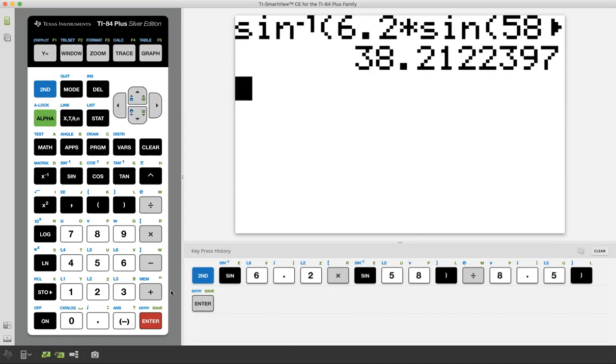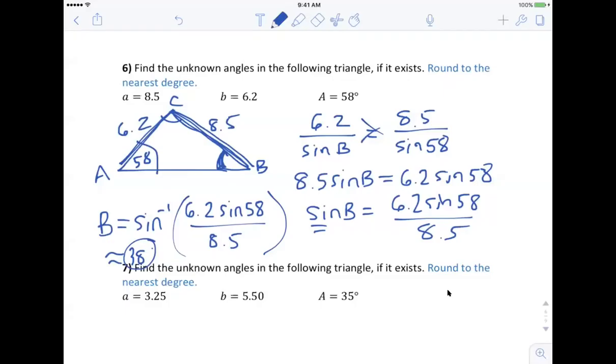Once I have that angle, then I can find the third angle, the C, by just the 180 rule. So let's go back to the handout. I kind of ran out of room, but it's okay. I got my 38 right there, and then we're going to squeeze it in. C is going to be 180 minus the 38 and the 58. So I'm getting an 84 on that for C.